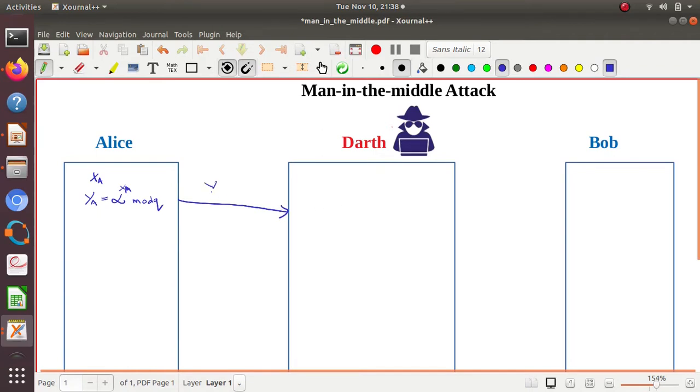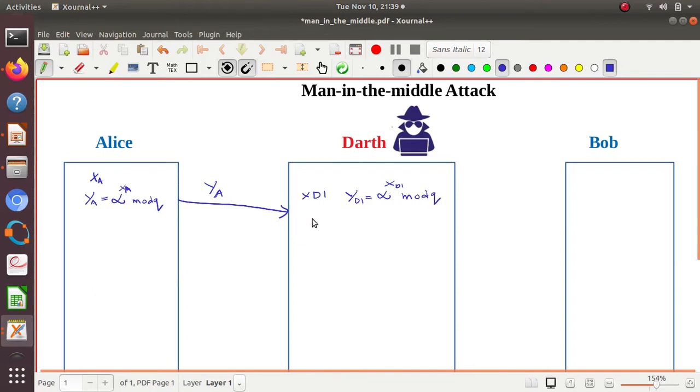Alice is transmitting her public key YA to Bob, but in between, Darth will intercept this YA. He will generate a random key XD1 and then compute the corresponding public key YD1, which is equal to alpha to the power XD1 mod Q.